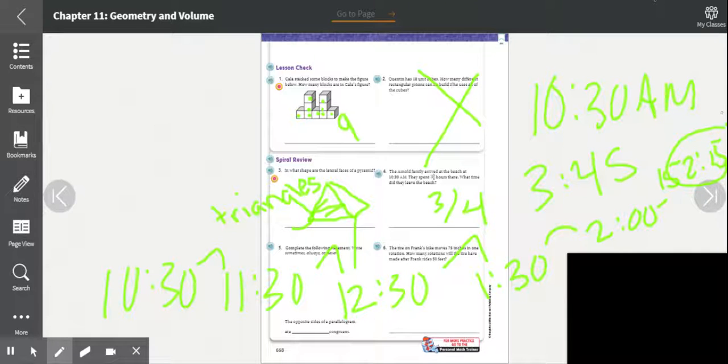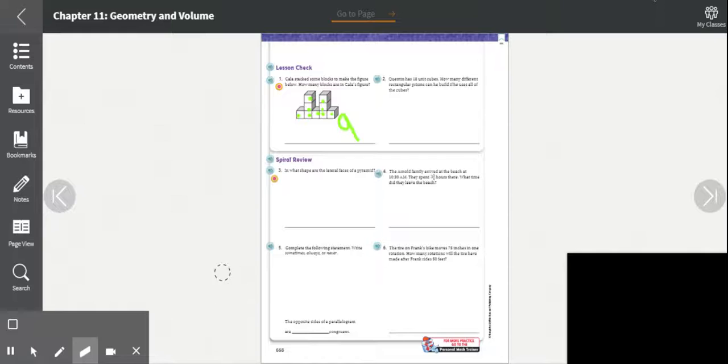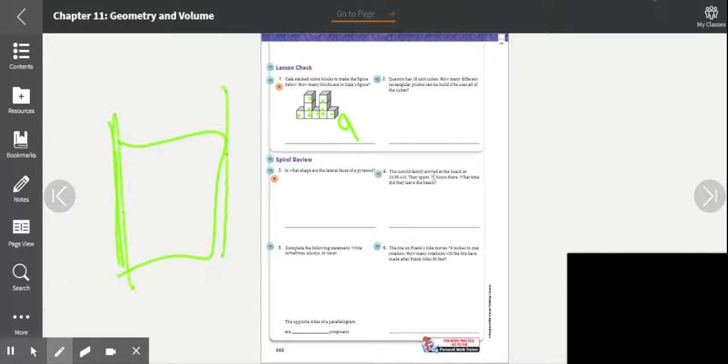Complete the following statement. Let's see if I can erase some of this. Oh, that's awesome. Okay. Complete the following statement. Always, sometimes, or never. The opposite sides of parallelograms are blank congruent. So if I think of a parallelogram, the opposite sides are always going to be congruent. That means they're always going to be the same.